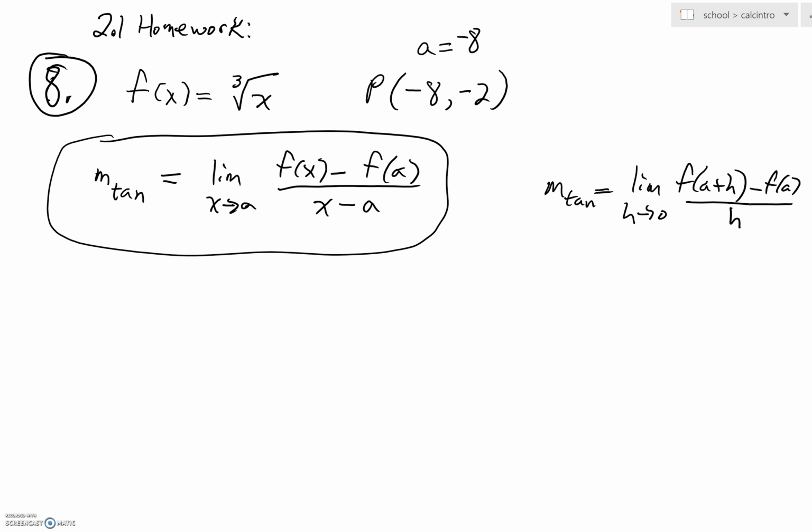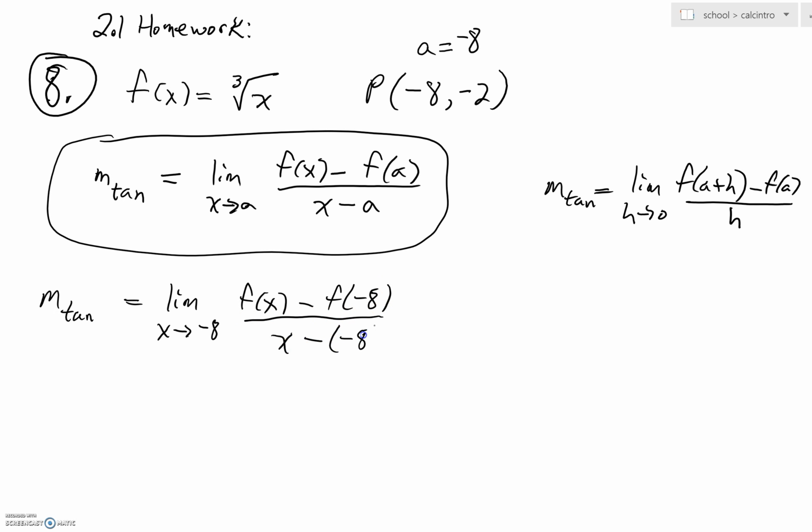We had a question about number 8 here, where a is actually equal to -8. We had a request to use the first formula, the formula where we have a box. So we can see that the slope at that tangent line would be the limit as x approaches -8, and we'd have f of x minus f of -8, and down below here we'd have x minus -8.